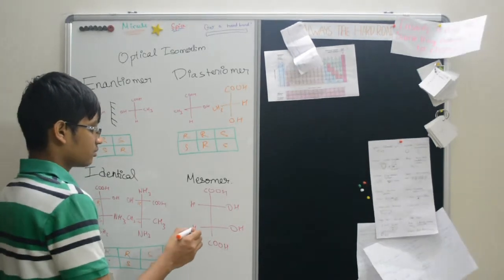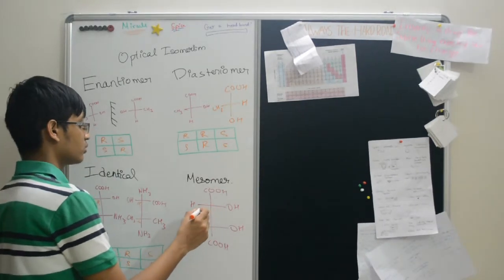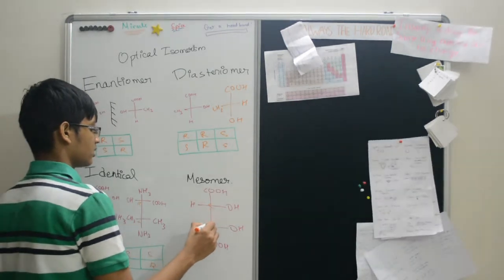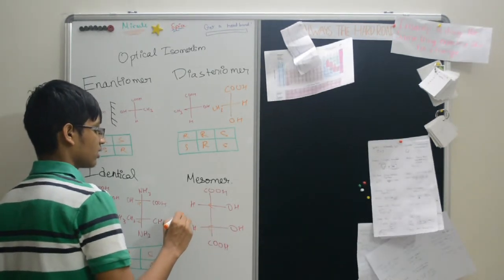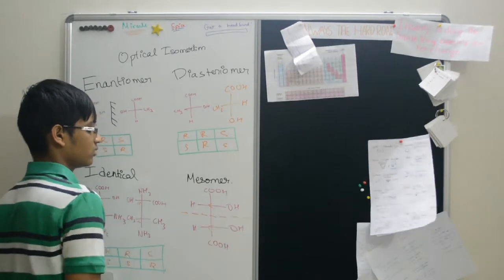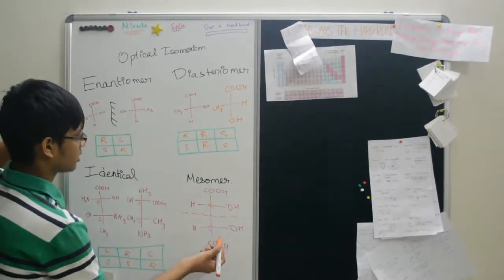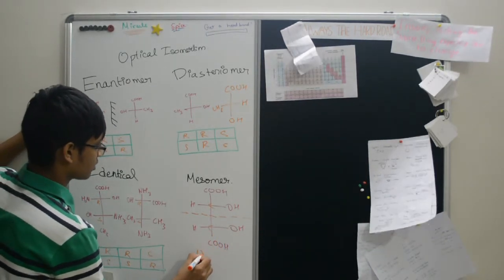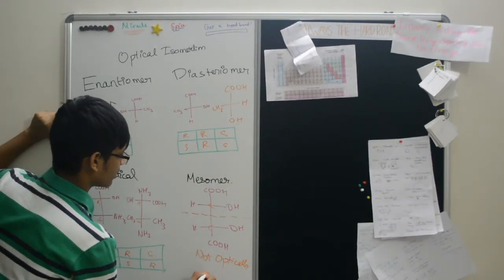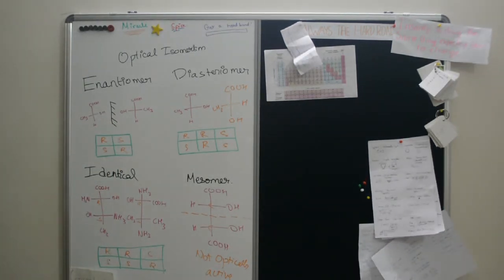Now finally we have mesomers. What are mesomers? Mesomers are basically compounds with chiral carbons, however they do not exhibit chirality. This right here is a chiral compound, this is also a chiral compound. You can, however, draw a line like this, and all of a sudden you have a plane of symmetry. So since there is a plane of symmetry, it is not optically active. Now these are some special isomer names you should be remembering.